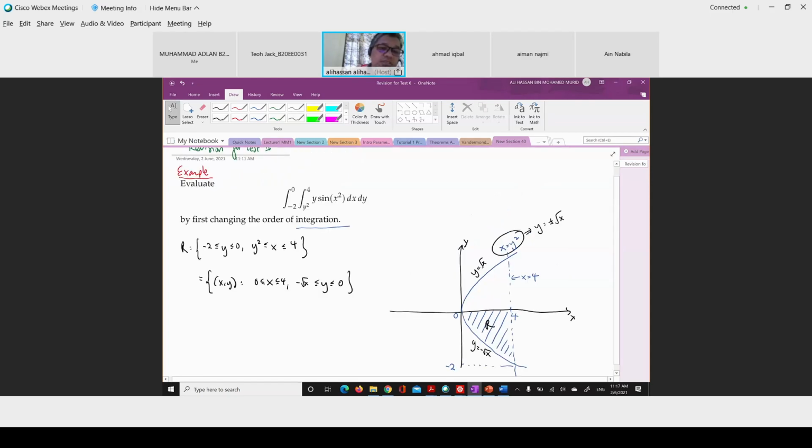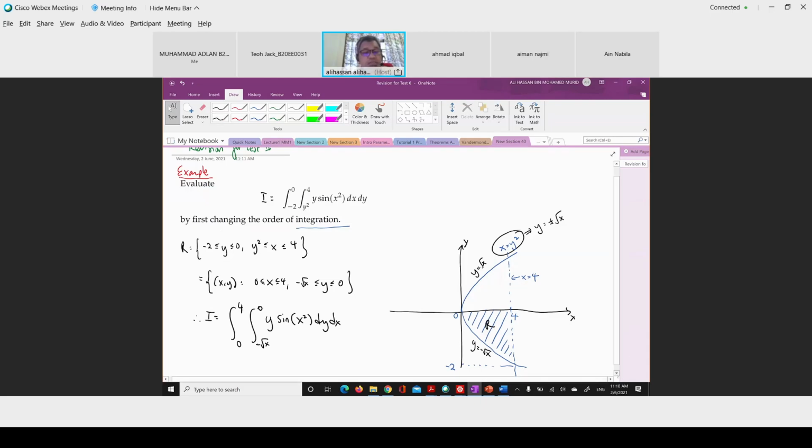So if I denote this as I, then I is equal to the integral of the integrand y sine x squared. Now we want to use the order dy dx. So the inner integral is with respect to y. So y has the lower limit minus square root x and the upper limit 0. And x is between 0 and 4.